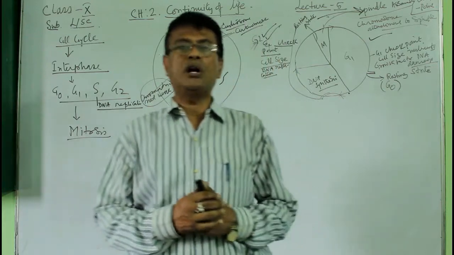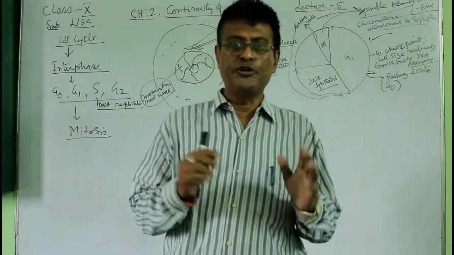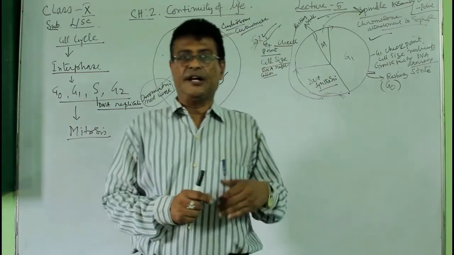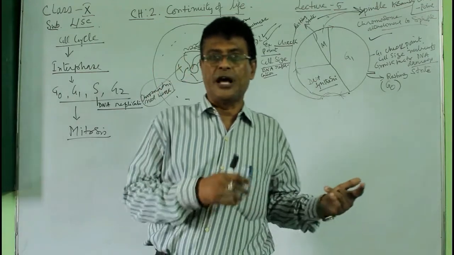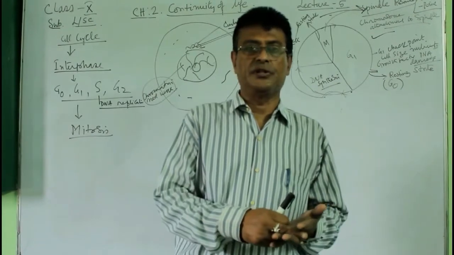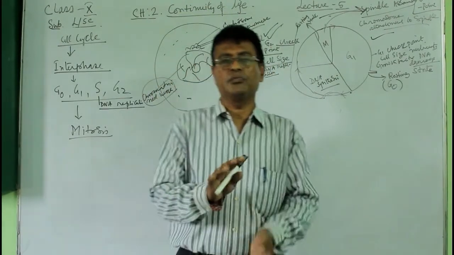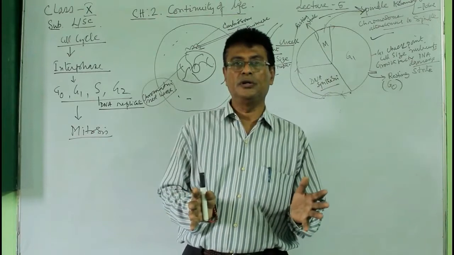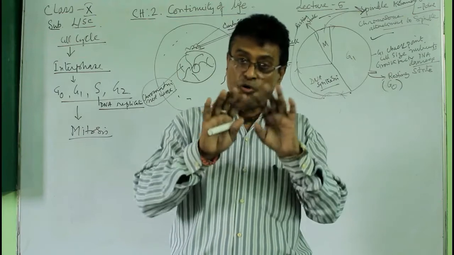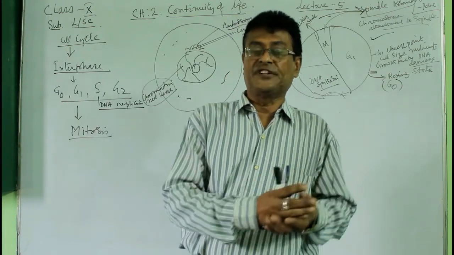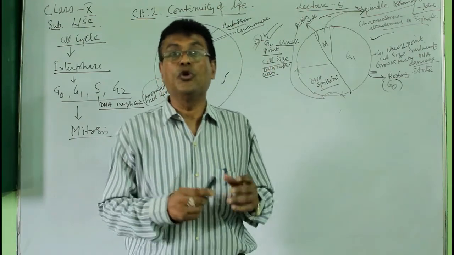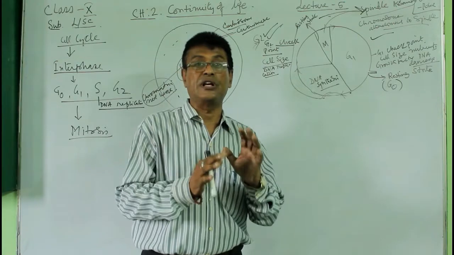Well, children, what we have discussed about the continuity of life, there we have discussed that the cell divides. And in the previous classes, I have also diagrammatically shown you mitosis and meiosis. So, when the cell is fully mature, it tends to divide. In the beginning, the nucleus divides. After the division of the nucleus, the cytoplasm divides. Now, we have to go through the process of how the nucleus divides.